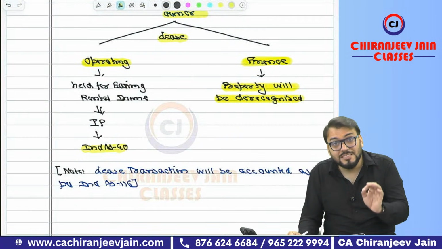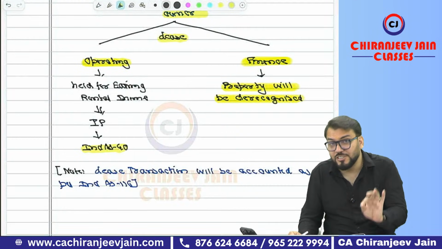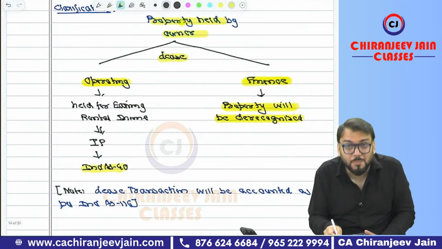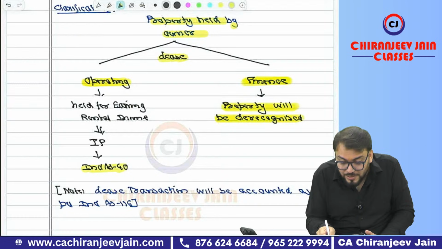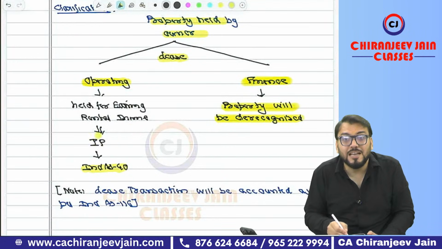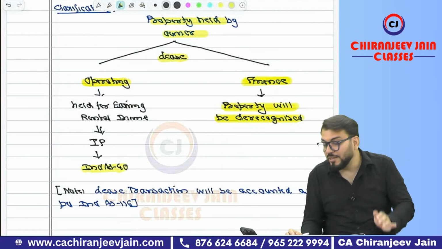Once again, the accounting treatment of lease transactions is covered under Ind AS 116. I'm not discussing the accounting treatment of lease transactions. I'm just discussing the classification of property. So this property held by the owner and given on operating lease, that means it is held for earning rental income, will be classified as IP, that is, Ind AS 40 will be applicable.